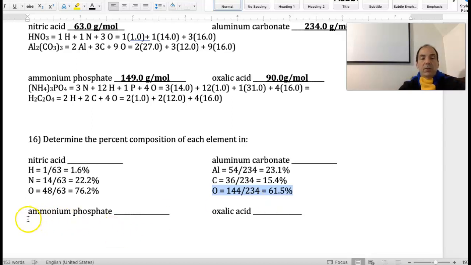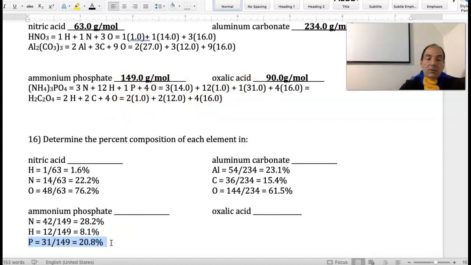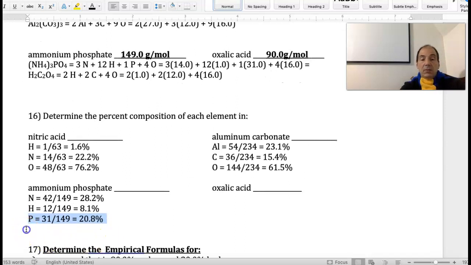All right, so ammonium phosphate, we got 4 elements this time, so we're going to start with the 3 nitrogen, so that's 42. So we're starting with 42 out of 149, that's 28.2%. Then we go on to the 12 hydrogens, 12 out of 149, and a little bit smaller percentage there. We're going to be at about 8.1%. The phosphorus is 31 out of 149, so that's around 20.8%. The oxygen makes up the rest of it, but again, I'll just do the math way and go 64 out of 149, or 43%.